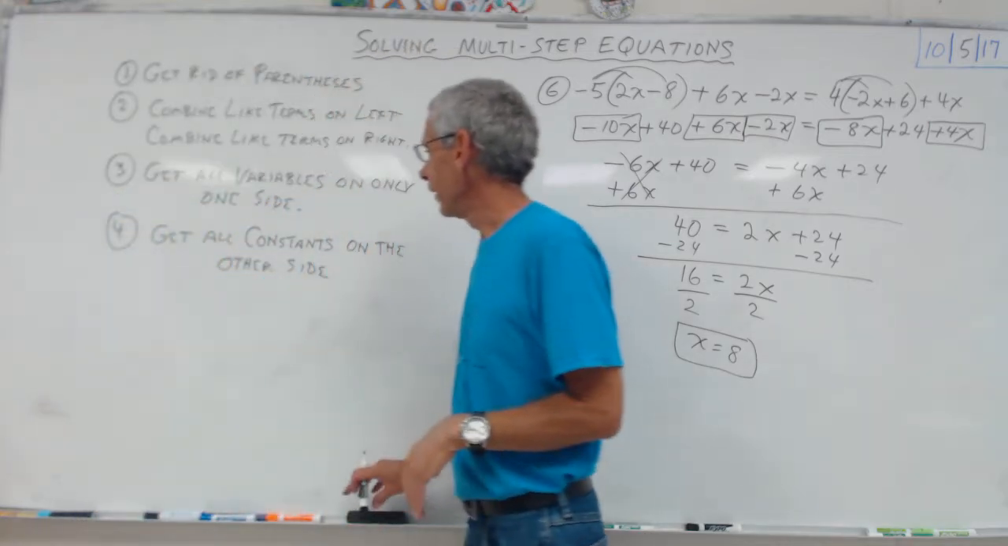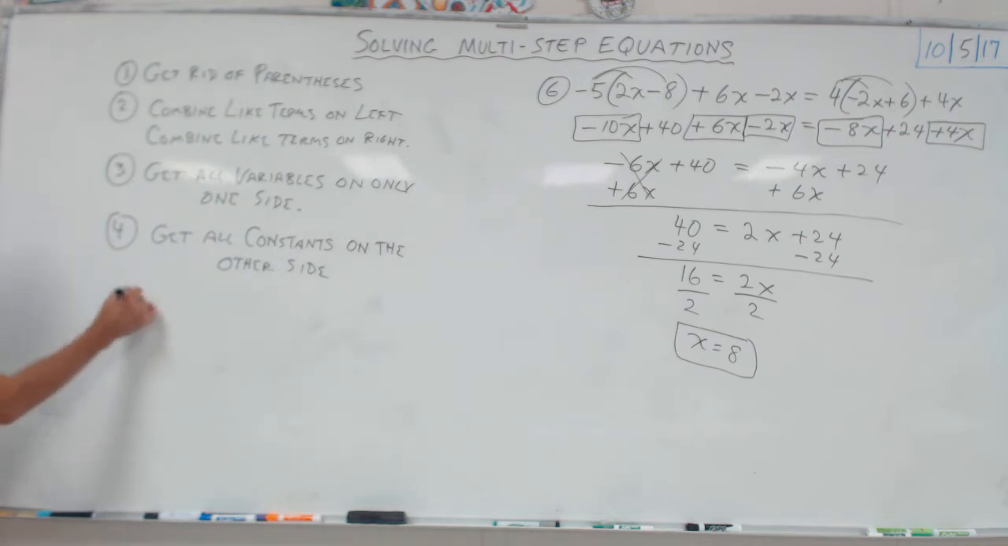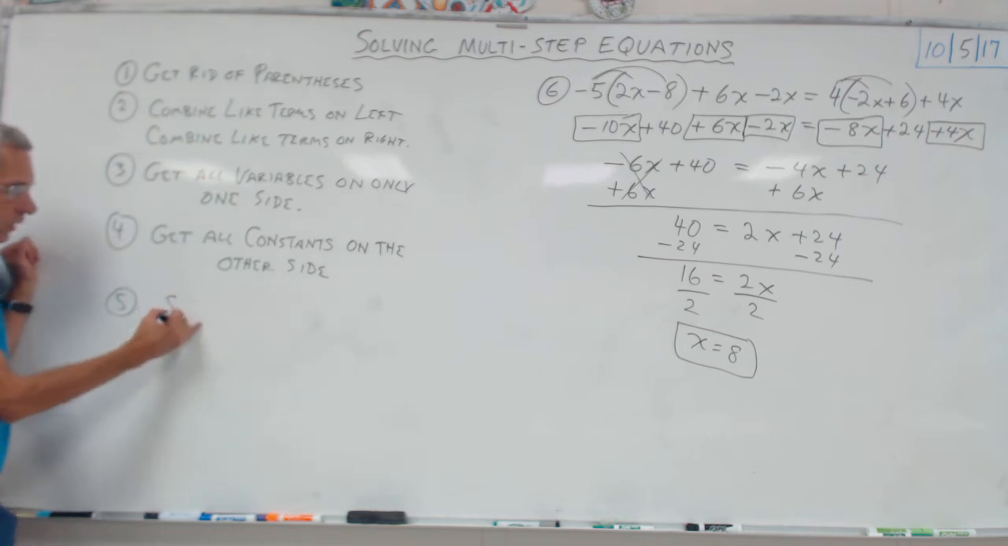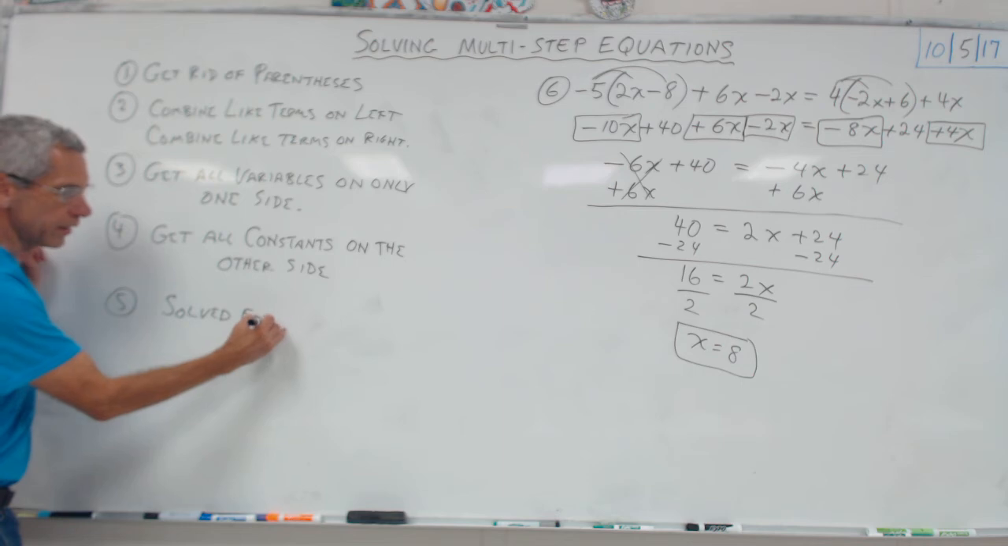And then you get there. All right. So the last thing is, what was the last thing we did? We divide, and the last thing is we solve for x. Finish the problem.